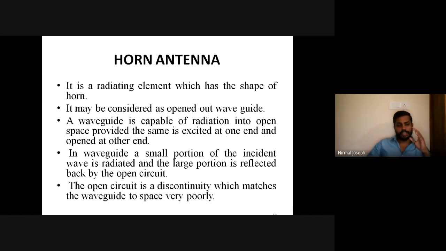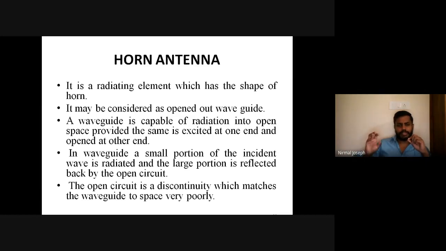So we are taking a waveguide and giving a signal at one end, and the other end we are just keeping open. So what will happen? The other end is basically open circuited. Open circuited means a very large impedance will be there, or the wave will feel like a very large impedance. Very large impedance means the wave will not pass through that impedance. The wave will go, hit there, and reflect back. Some portion will be radiated. That is the problem with just opening one end.